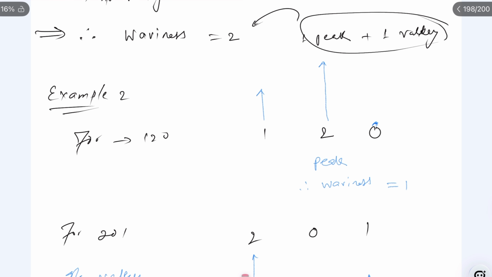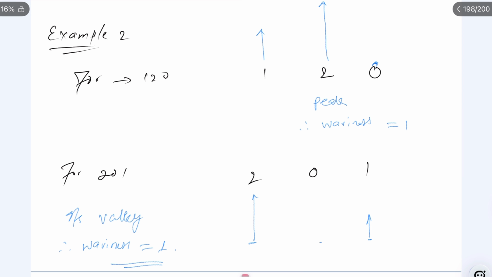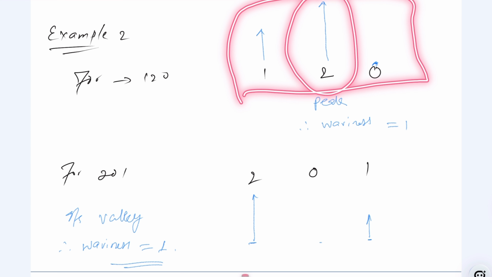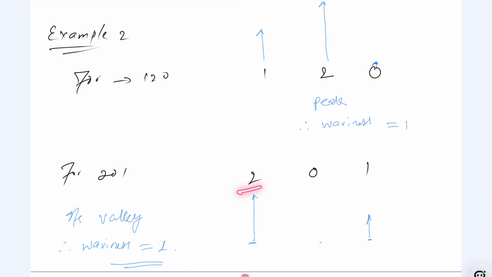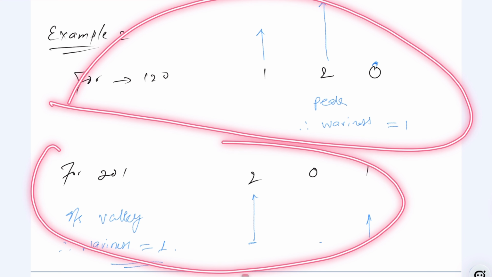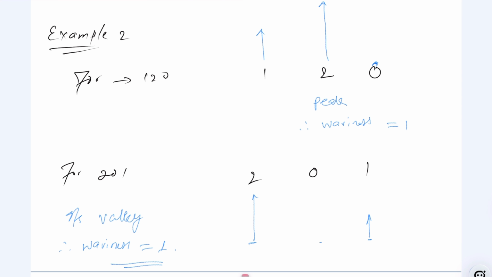Okay, similarly let's talk about example 2. Now we have 120 and 120, right? If it is represented like this, it will look like a peak in the middle, so we'll say waviness is 1. For 201, if you see, if it is represented like this, we are saying that there is a valley, so valley is 1. So for this case we are getting 1, and for this case we are getting 1, right? Total waviness, where here we got the valley and here we got the peak.